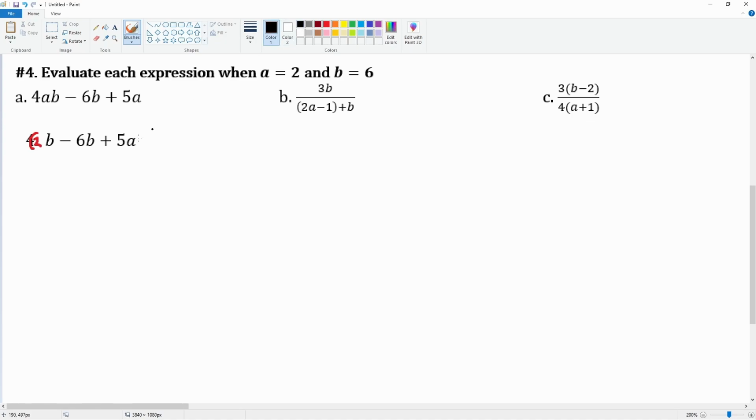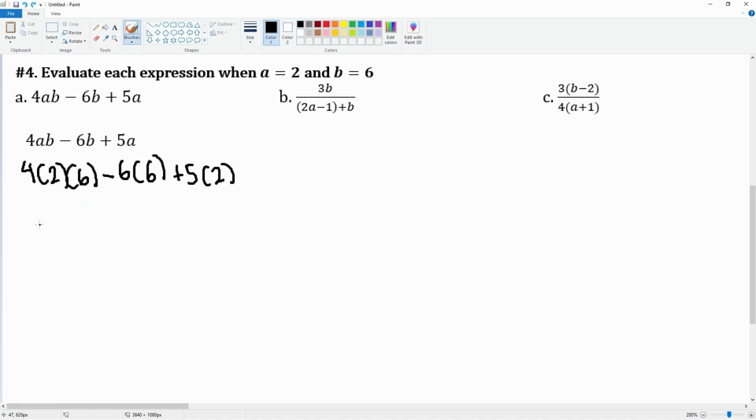So that is a 4 parentheses 2. The b is replaced with the number 6. Subtract 6 parentheses 6 for the b again. Then the plus 5 parentheses 2. So notice this was what the a was, this was what the b was, this was a b, and this was an a. Those were all substituted and replaced.